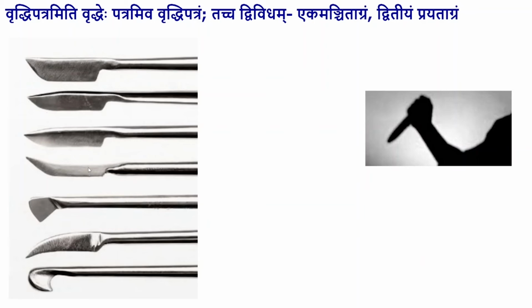Now, of course, in the present situation, we may not use a scalpel with a fixed handle. We may always use a scalpel with a detachable handle. So you do not find much difference between a Mandalagra or Vrittipatra in terms of what we see in the market now. The difference is only in the shape of the blade. In the Sushruta period, instruments with a pointed tip, like a scalpel, were considered Vrittipatra. Vrittyeha Patramiva Vrittipatram. Tacha Dvividam Anchitagram Prayatagram. The tip is either convex or concave.